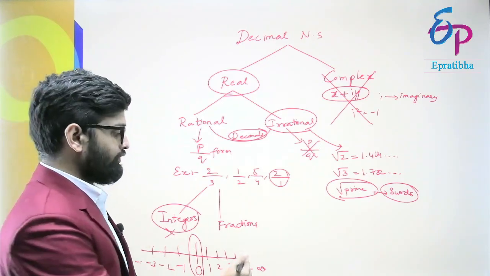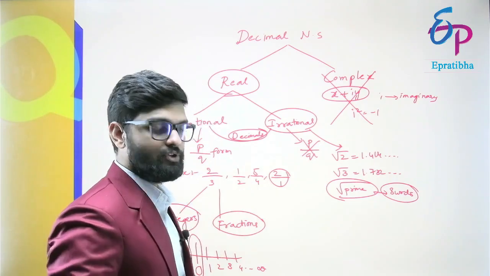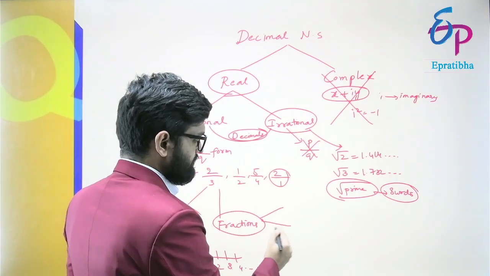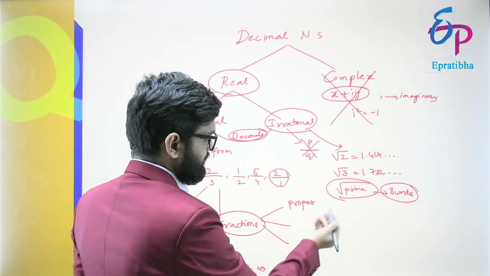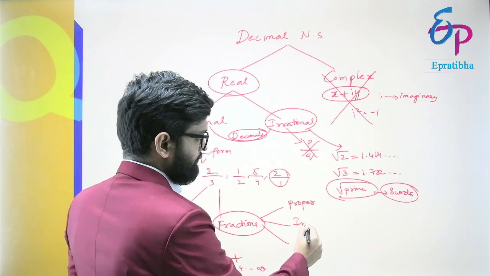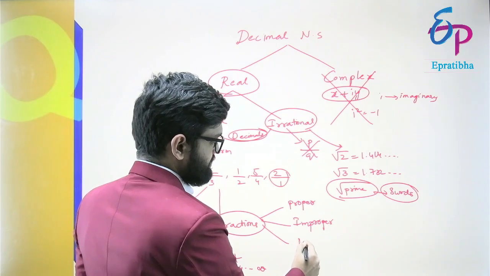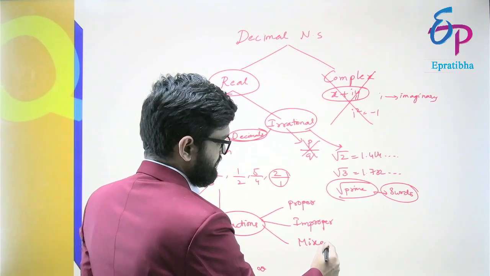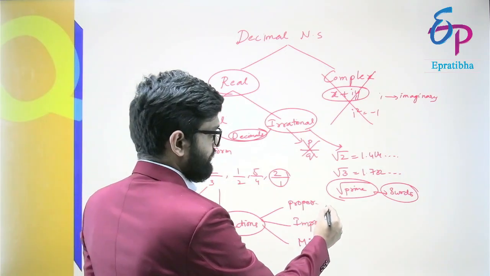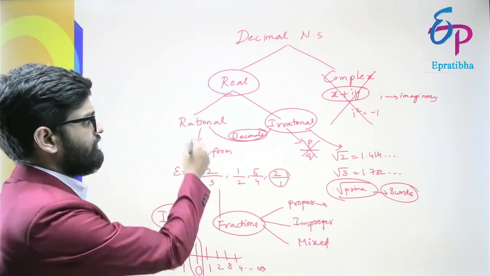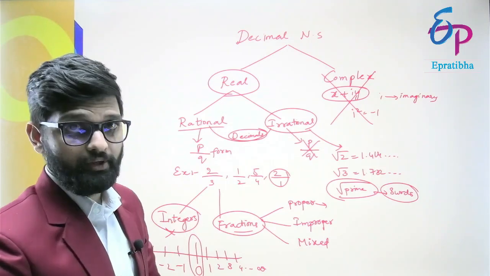So let's move forward. What are the types of fractions? There are basically three types of fractions. The first is the proper fraction, the second is the improper fraction, and the third is the mixed fraction. So what is a proper fraction? I told you this is a subset of rational numbers, right? That means fractions should also be in the form of p by q.